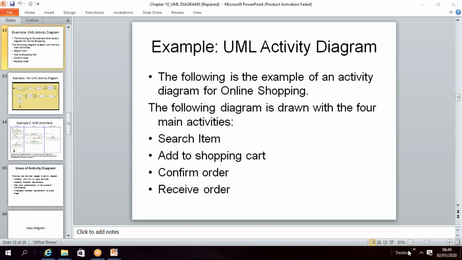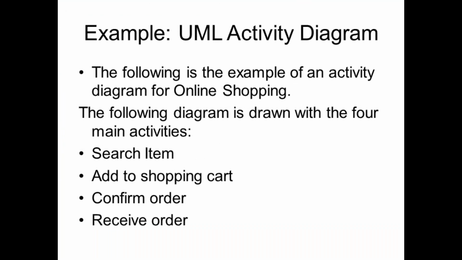The following diagram is drawn with four main activities. The user would search for the item, add the item to the shopping cart, confirm the order, and receive the order. So the major activities for this activity diagram are: search for the item, add the item to the shopping cart, confirmation of the order, and receival of the order.